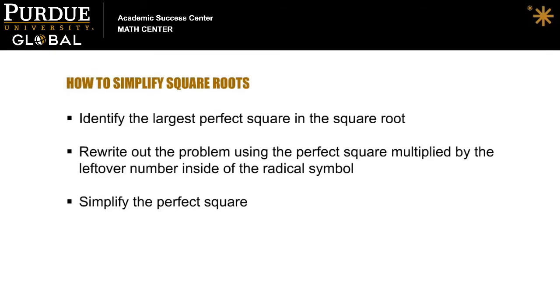Now we'll talk about simplifying square roots. Here are the steps. First, you're going to identify the largest perfect square within the square root. Then you're going to rewrite the problem using the perfect square multiplied by the leftover number inside the radical. Finally, you're going to simplify the perfect square.